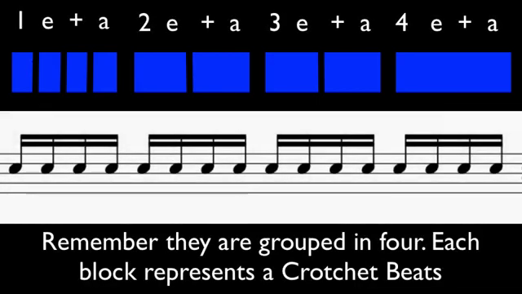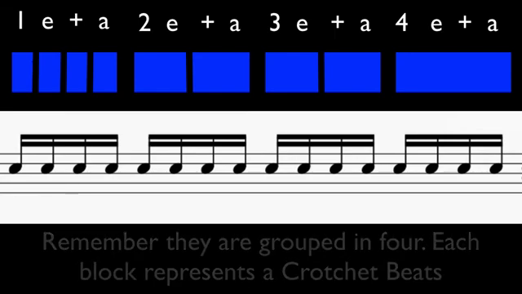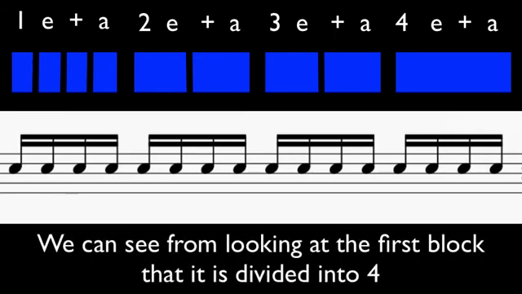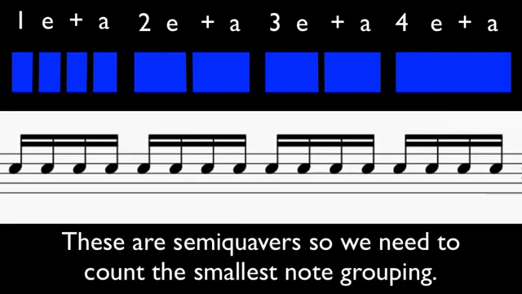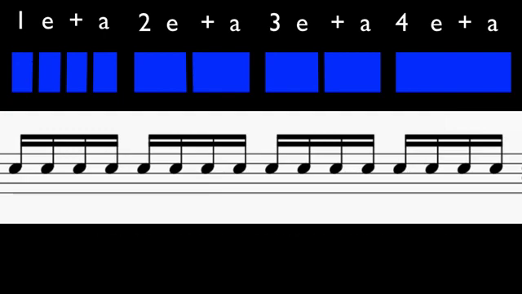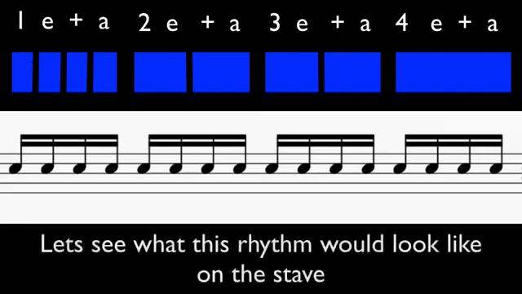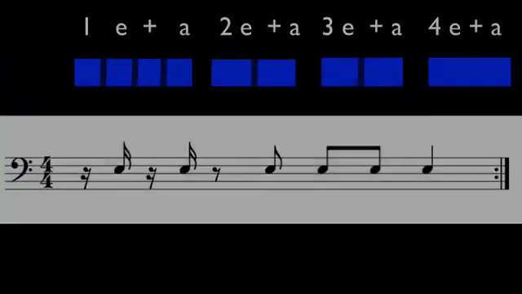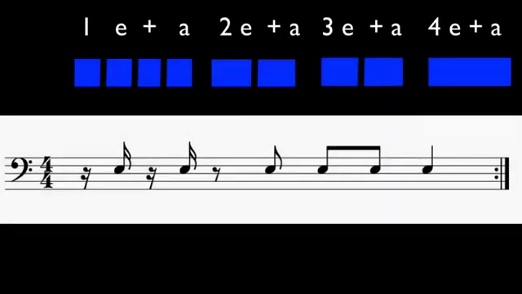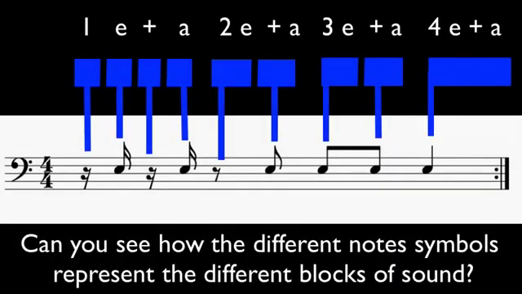Remember, they are all grouped in 4s. Each block represents a crotchet beat. We can see that looking at the first beat, this is divided into 4. These are called semiquavers, and we need to count the smallest note value. Therefore, we're going to count semiquavers. Let's have a look at what the rhythm looks like on a stave. Can you see how the different note symbols represent the different blocks of sound?